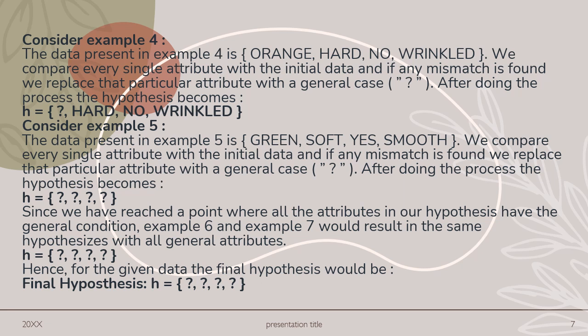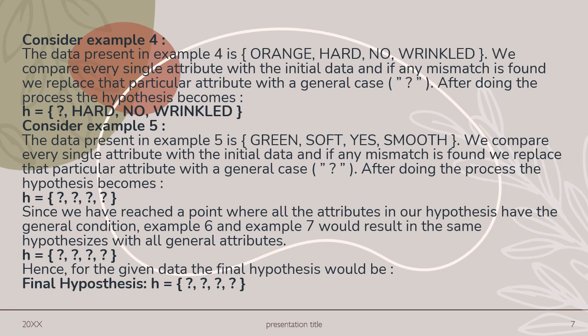This is possible because the initial hypothesis we have is green, hard, no, and wrinkled, but here we have orange, hard, no, and wrinkled. All other attributes match except the color attribute. The hypothesis has green, but our example has orange. Since they are different, according to the algorithm we replace it with a general case, that is question mark. So this is by considering instance 4, the fourth example. Next, we are going to consider the fifth example, that is green, soft, yes, and smooth.